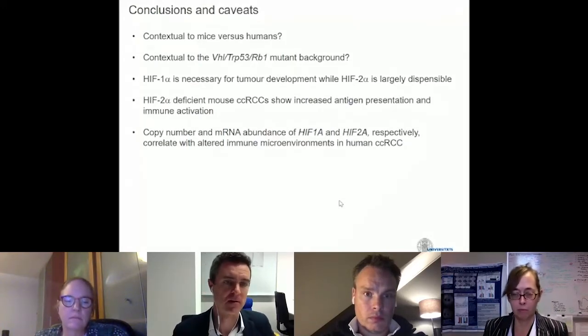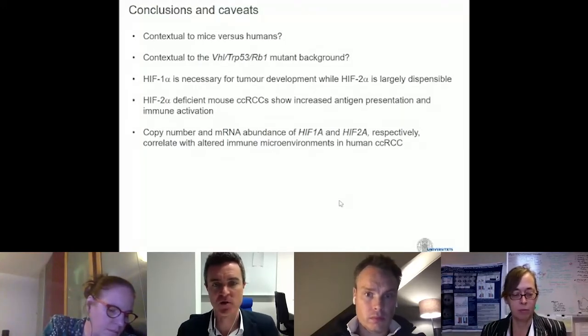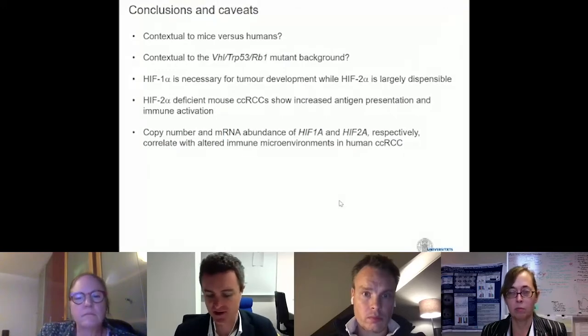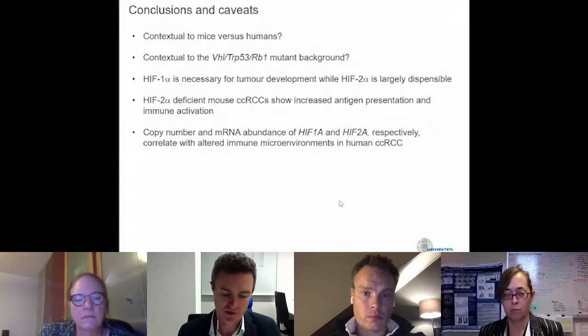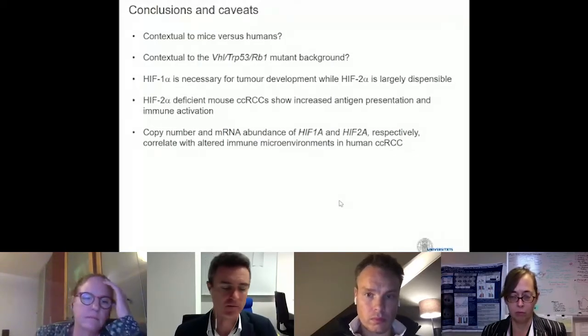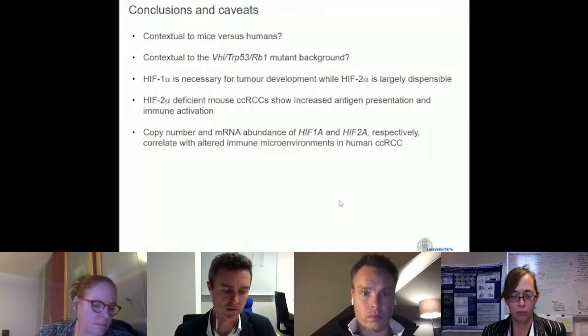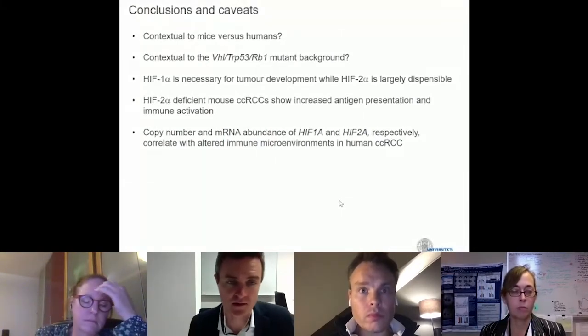We also showed, very interestingly, that the HIF2 deficiency in the mouse CCRCC cells increases antigen presentation, which I didn't show you, and also markers of immune activation. And finally, that at least in humans, the copy number of HIF1 alpha and mRNA abundance of HIF2 alpha correlate with altered immune microenvironments in CCRCC. And this is something we may potentially have to think about when stratifying immune checkpoint therapies. So building on these two findings in particular, namely the HIF2 dependence and this idea of potentially altering the immune microenvironment, we wondered whether we could do or learn something more therapeutically about studying this mouse model.